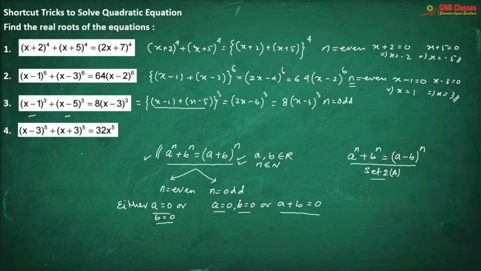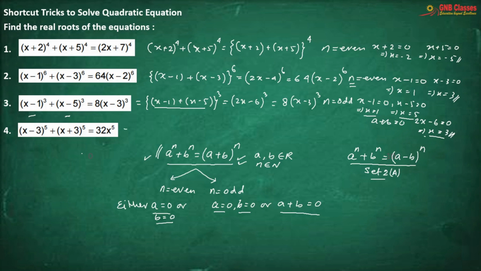If n is odd, then your answer will be either a equals 0, that is x minus 1 equals 0, which implies x is 1, or x minus 5 equals 0, that implies x equals 5, or, I told you, a plus b equals 0 also is another solution. A plus b here is nothing but 2x minus 6, which equals 0, which implies x equals 3 also, right? Therefore the real solution for this equation will be x equals 1 or x equals 5 or x equals 3. That's it. Is it clear? Now see the last problem.